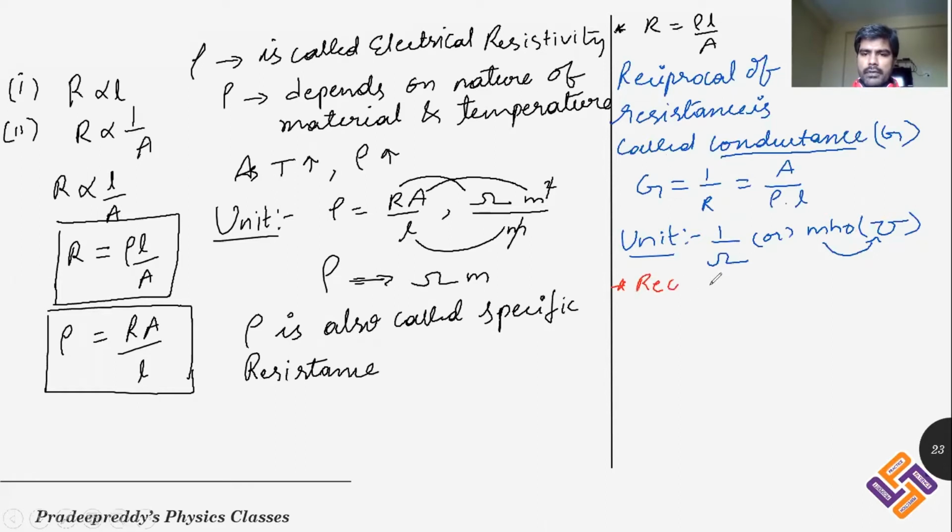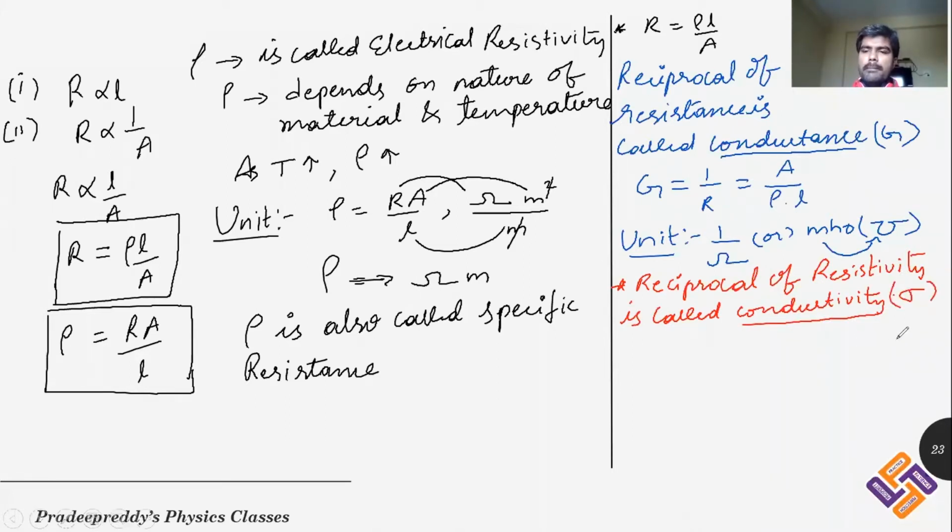Okay, and coming to the other one, the reciprocal of resistivity is called conductivity. The reciprocal of resistivity is called conductivity. Conductivity is denoted with sigma. I can write sigma is equal to 1 by rho, which is L divided by R A. That is the equation for conductivity. Conductivity is L by R A.